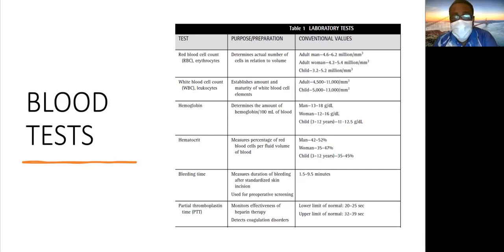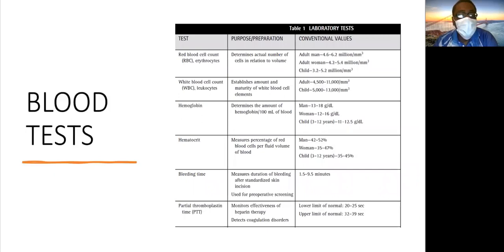Okay, for your hemoglobin, hemoglobin measures the oxygen carrying capacity of the red blood cells, and it determines the amount of hemoglobin in 100 milliliters of blood. Low HB levels can be seen with anemia, hemorrhage, or even in hemodilution. An elevated hemoglobin can be seen with polycythemia or hemoconcentration.